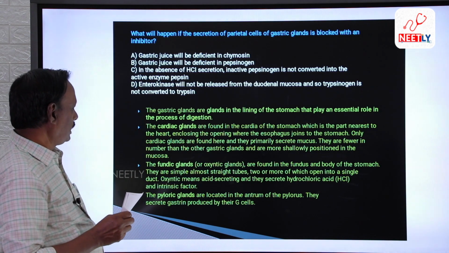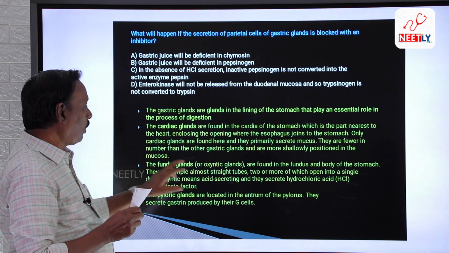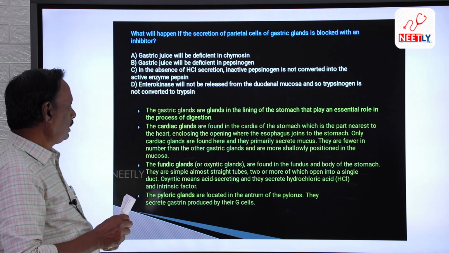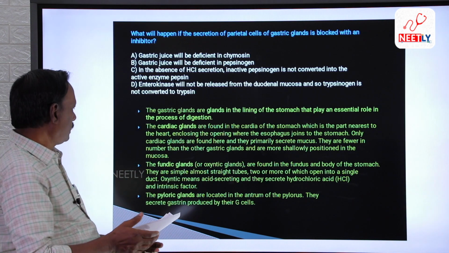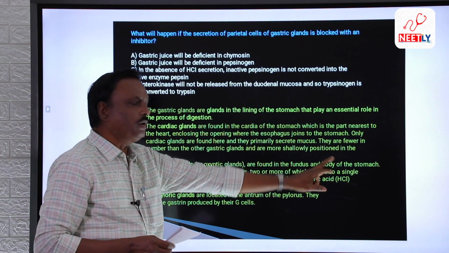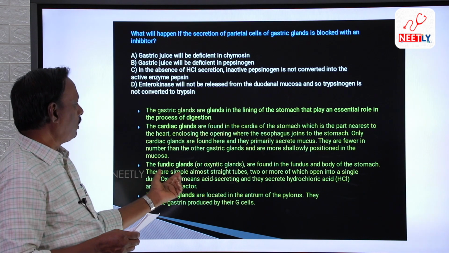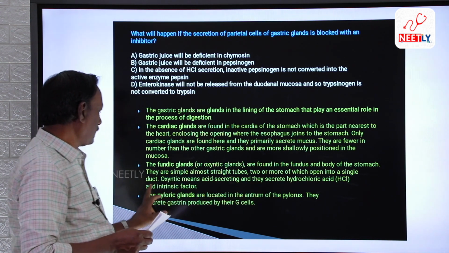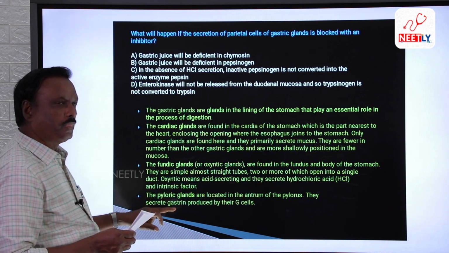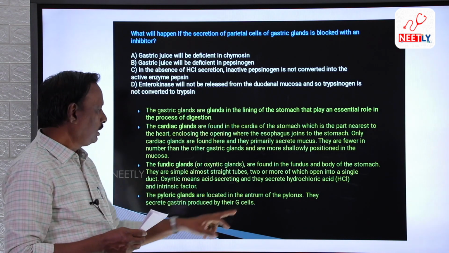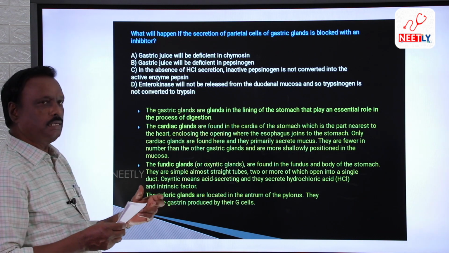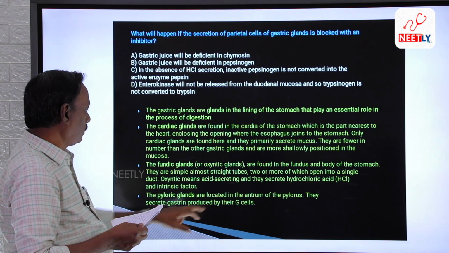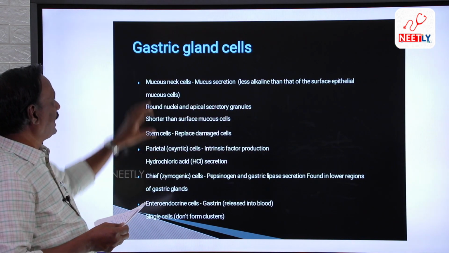That is the importance. The other one is the fundic glands, or oxyntic glands. The fundic glands or oxyntic glands are found in the biggest part of the stomach. They are found in the fundus or body of the stomach, and they are simple, almost straight tubes. Oxyntic means acid secreting; they secrete hydrochloric acid. The pyloric glands are present in the pyloric region of the stomach. The pylorus region is present between the duodenum and the stomach, where they join; that is known as the pyloric junction.